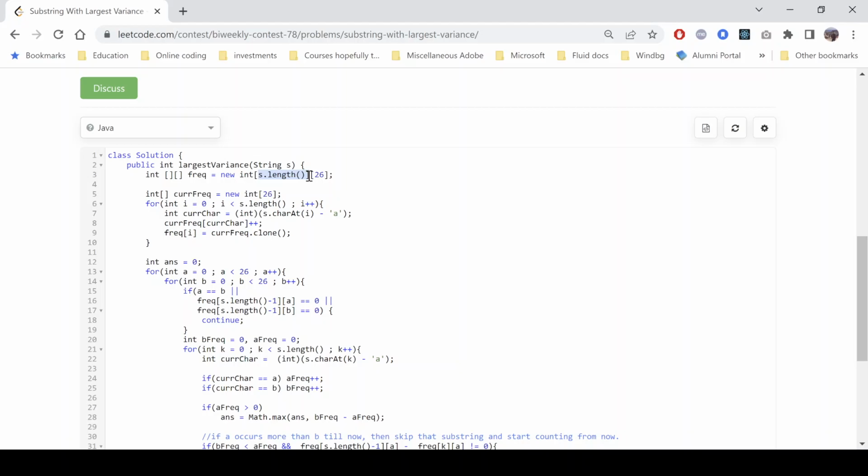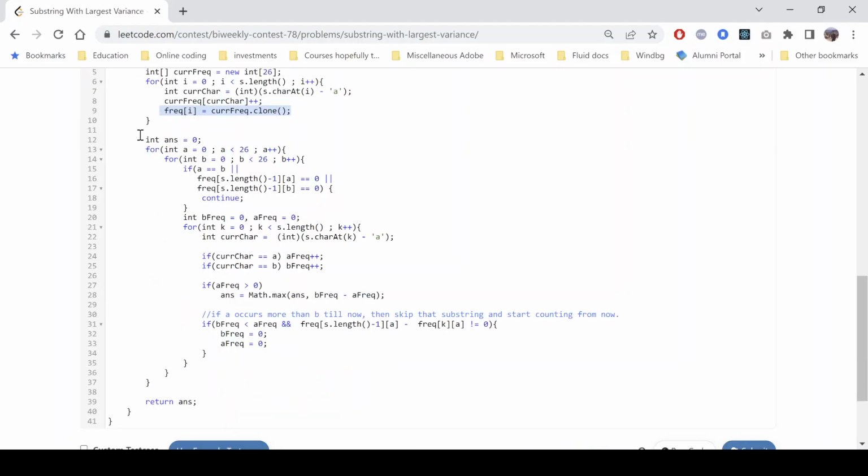Now when we come to a 1D array, it calculates the frequency and puts it into the frequency array. So we see what is the current character, we increment the count of the current frequency, and then frequency of i will be current frequency.clone because we want to keep a snapshot. Now we come to our main logic. Answer is 0. We start with a nested loop. Here you can consider that A is the character having minimum frequency and B is the character having maximum frequency.